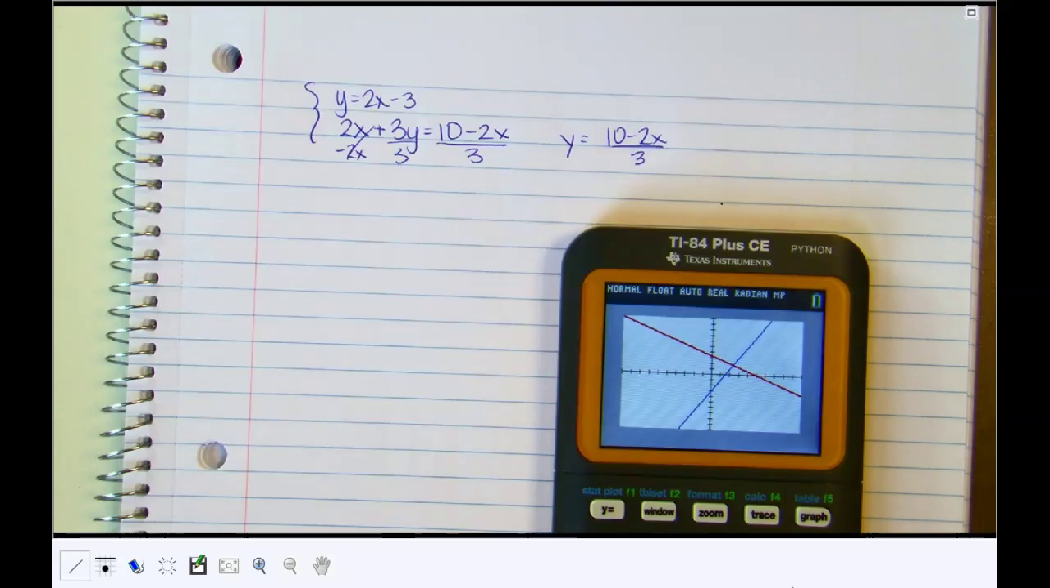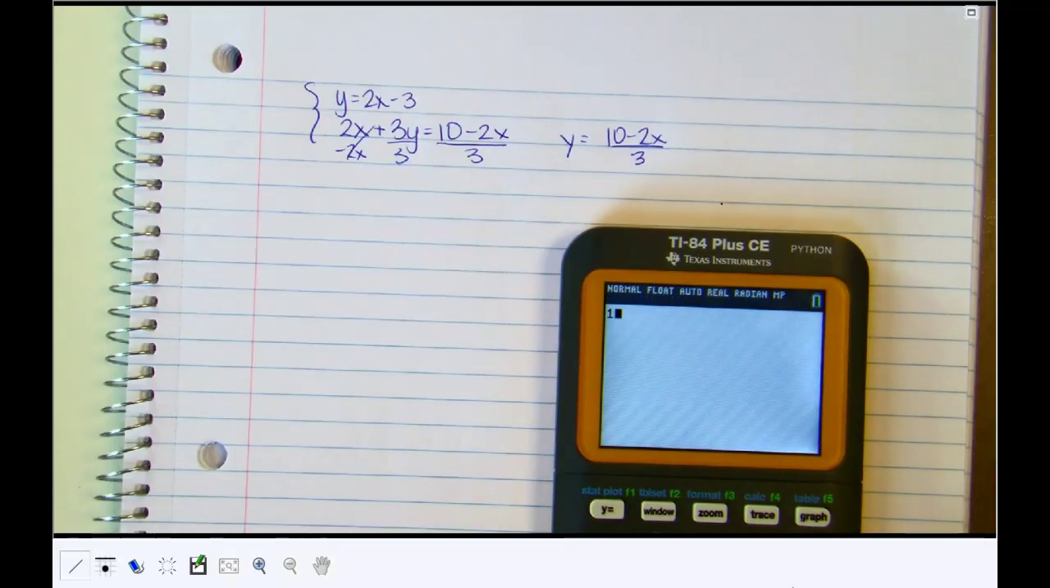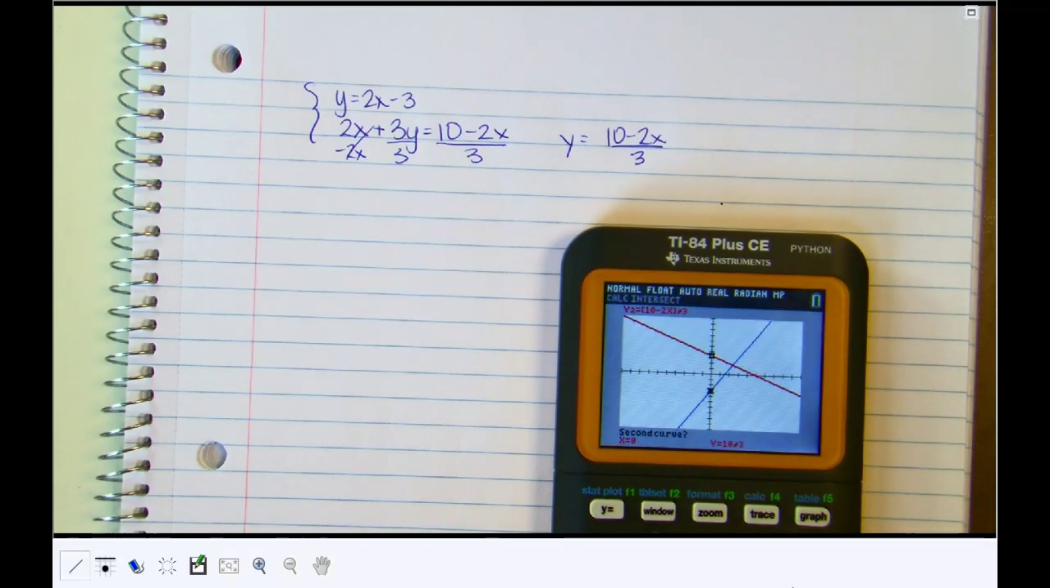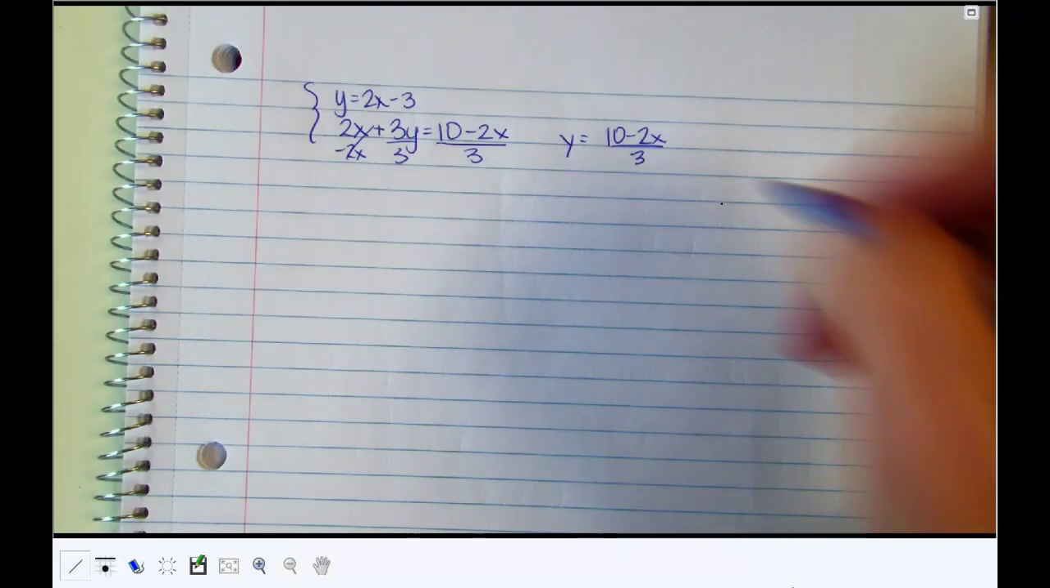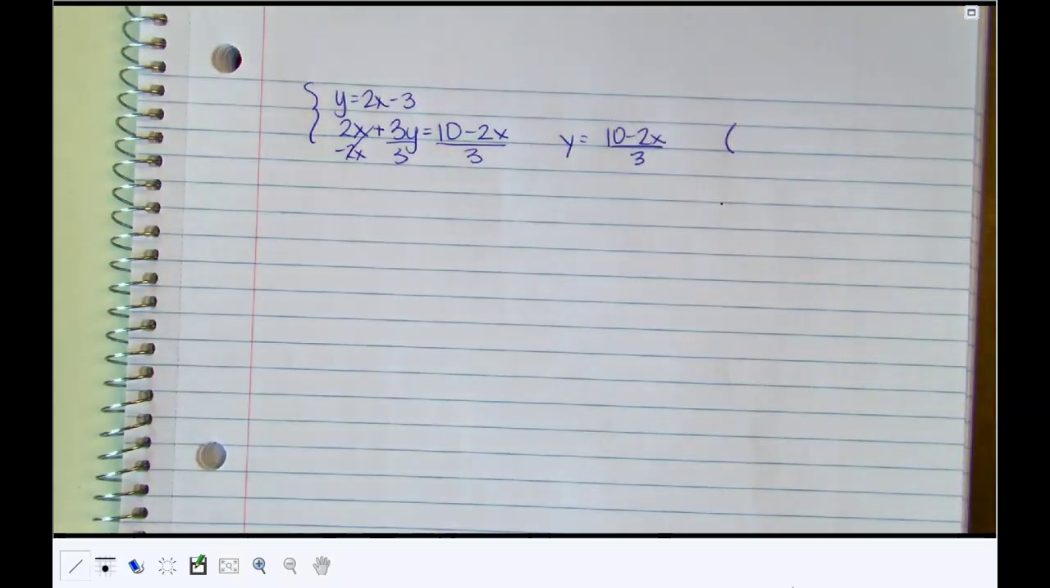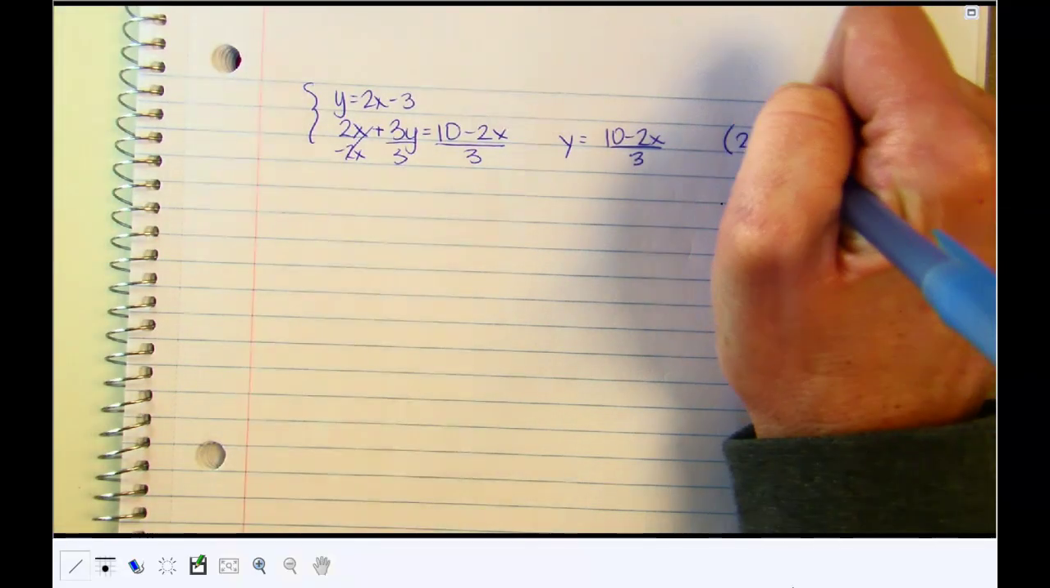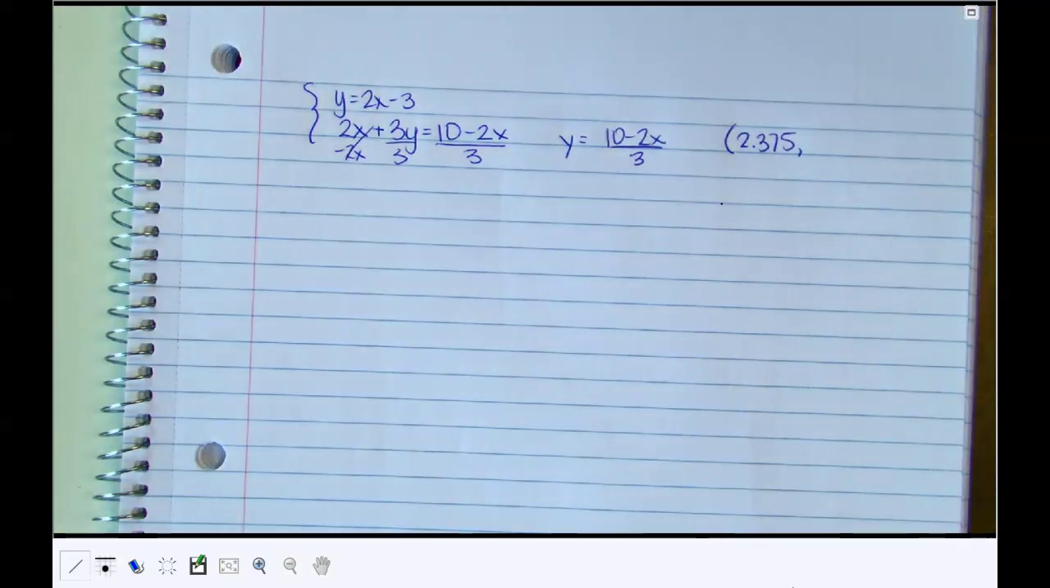Okay, so go ahead, find that intersection point for me, please. Okay, what do you get for the first one? For x, what do you get for x? Yep. Now, the y's a little weird because it gave this to us as a fraction. That's okay. What is it?